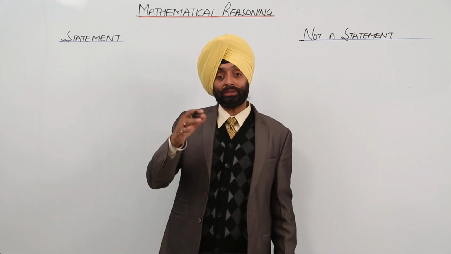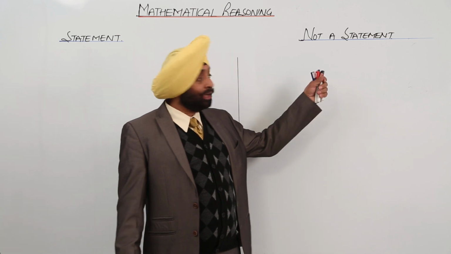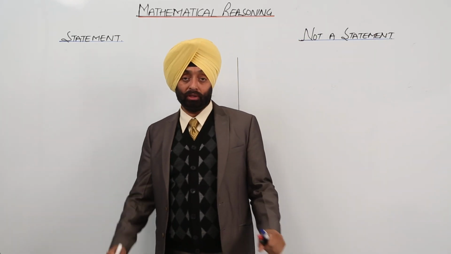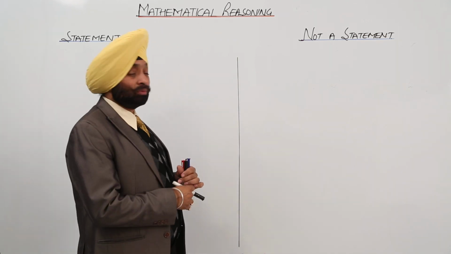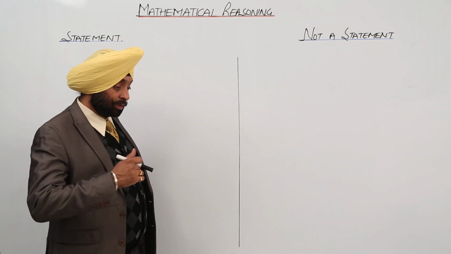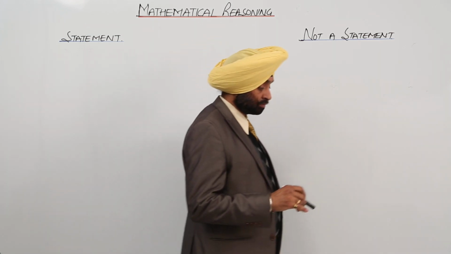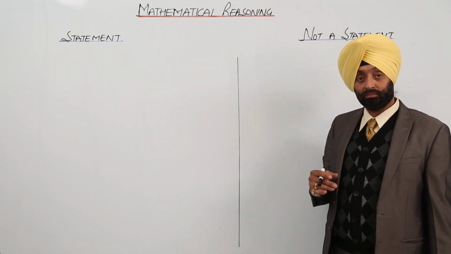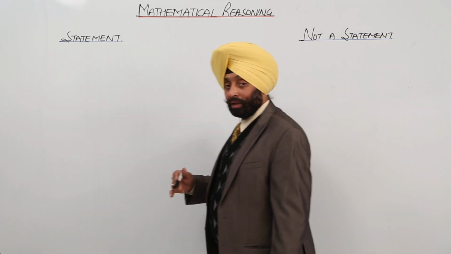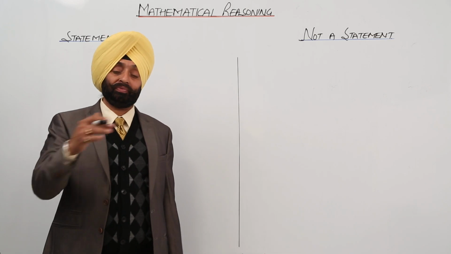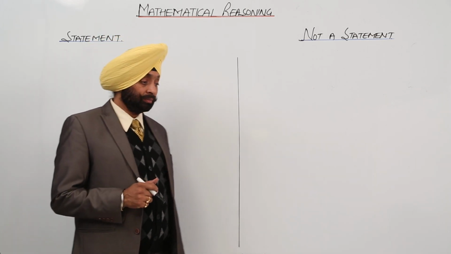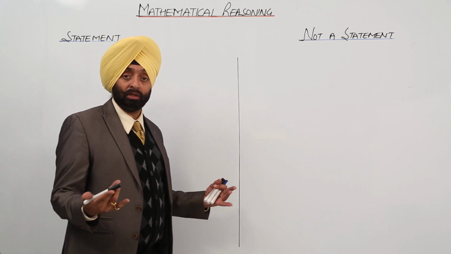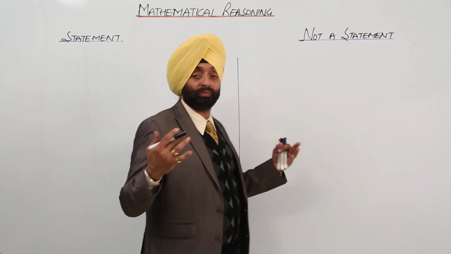Let's discuss what is the difference between a statement and not a statement from the mathematics point of view. Is it clear? So now we have a lot of examples. For example, you can say that the Taj Mahal in India is in Agra. Okay, 5 times 5 is 50. Okay, today is Sunday. So we have a lot of examples.